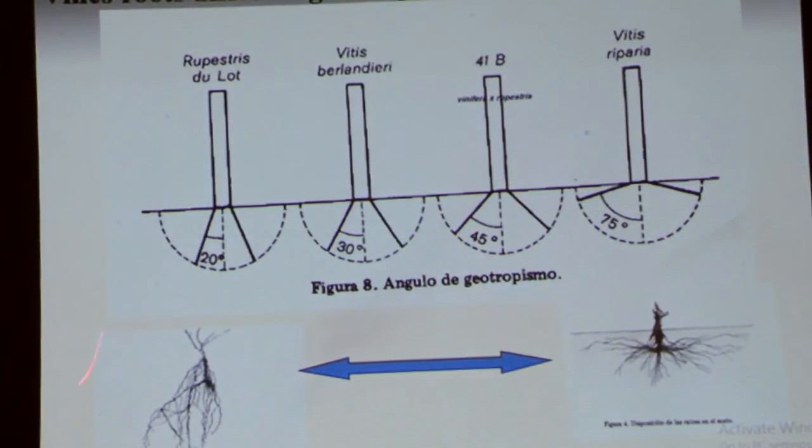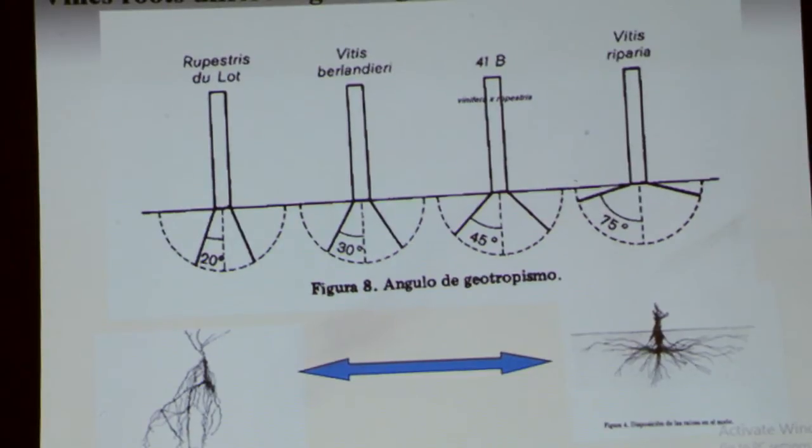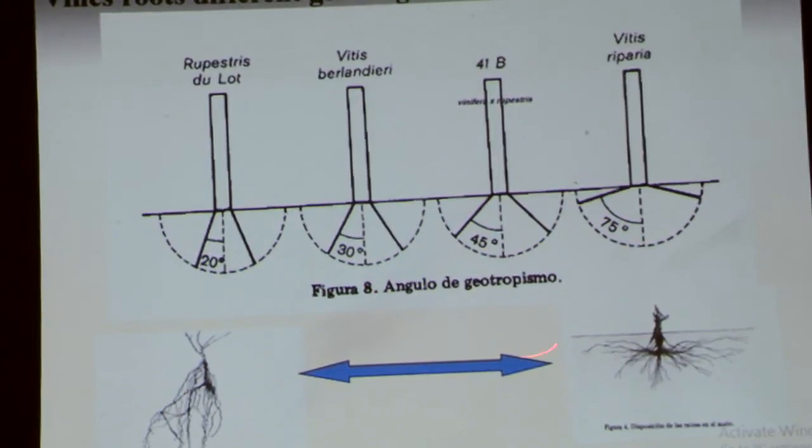And the same, Rupestris and Berlandieri will have a deeper root system than Riparia, so drought tolerance will be different, and that's because of the geotropism angle in the genetics of the species.